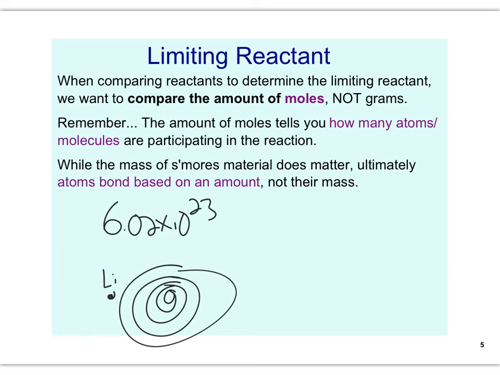So mass is great because it's a way for us as humans to measure it, but realistically, atoms don't bond based on mass, they bond based off of how many there are. And that's important to keep in mind as we go through this, just like with s'mores. I didn't care about the mass of the graham crackers or the mass of marshmallows or mass of chocolate. I just knew I needed 1 marshmallow to 2 graham crackers to 3 pieces of chocolate.